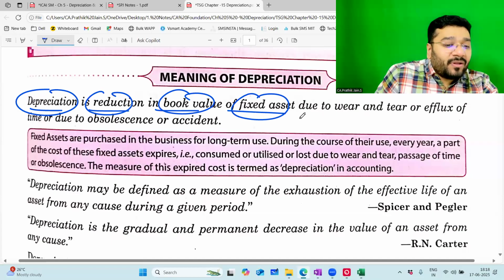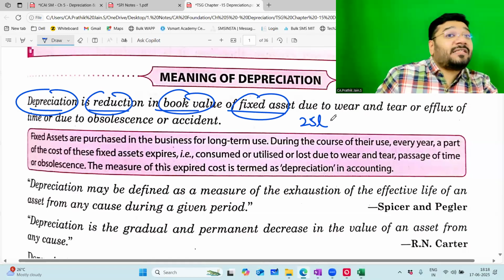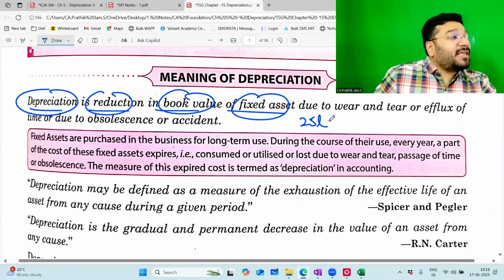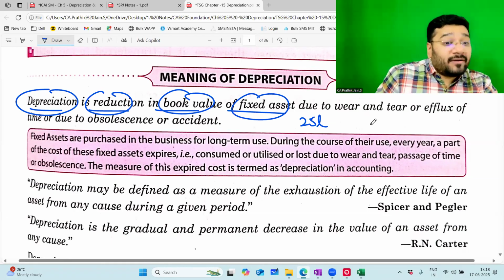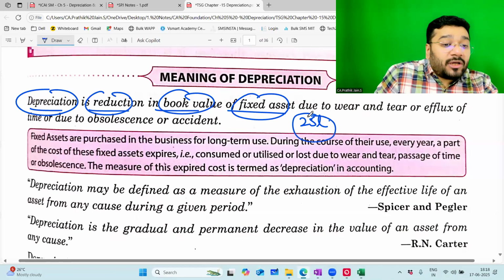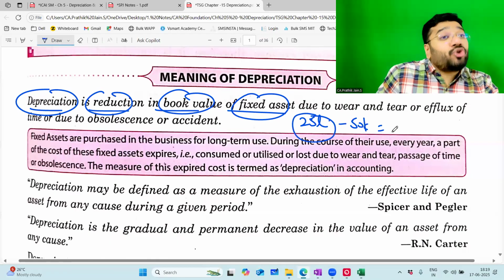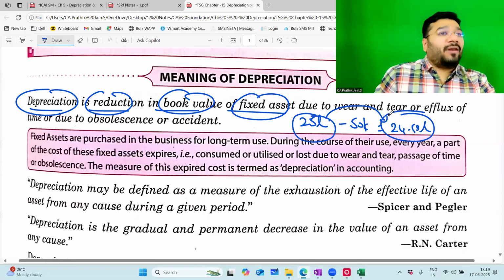I purchased one plant and machinery for 25 lakh rupees on 1st Feb. Then I used that asset for 2 months, Feb and March. For that, the proportionate depreciation we calculated is 50,000. That 50,000, will I add here or minus here? Minus here. So this is the total cost of the asset. In that, I'll minus the used value of the asset so that I get the unused value of the asset. From 25 lakh, the asset value became 24 lakh.